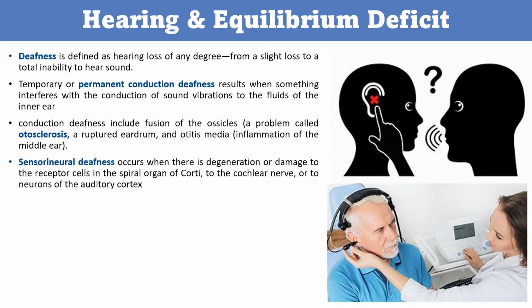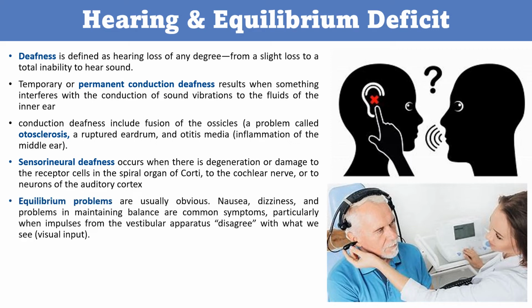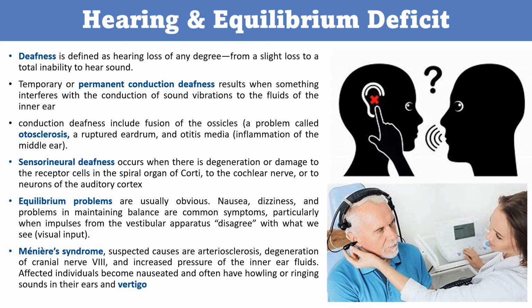Sensorineural deafness occurs when there is degeneration or damage to the receptor cells in the spiral organ of Corti, to the cochlear nerve, or to the neurons of the auditory cortex. Equilibrium problems are usually obvious. Nausea, dizziness, and problems in maintaining balance are the common symptoms, particularly when impulses from the vestibular apparatus disagree with what we see, our visual input.